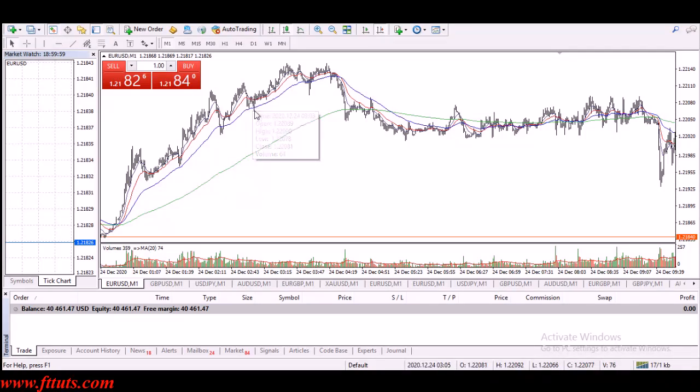Now you are looking at what the price will be doing. This is an uptrend. Price is not reaching EMA 200. I should stay away from it. So you stay away. You wait for the price to reach EMA 200.